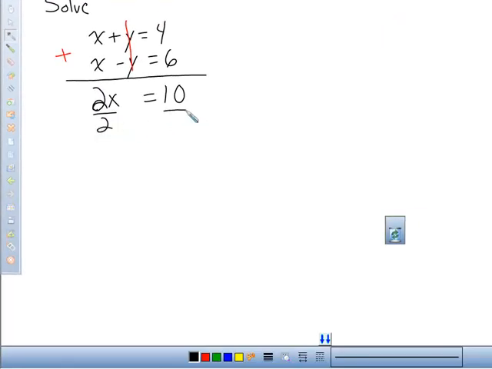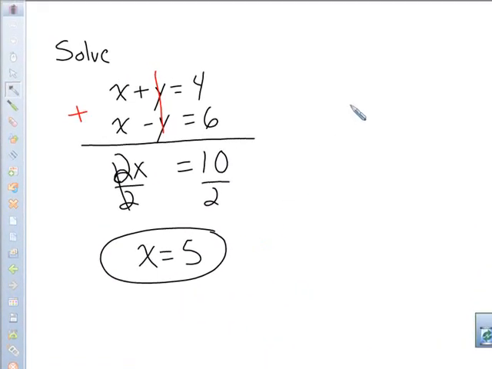the y's cancel each other out. We add the x's and get 2x equals 10. Nice little linear equation with one variable. Divide both sides by 2, and x equals 5. There's x. Now we need to know what y is.